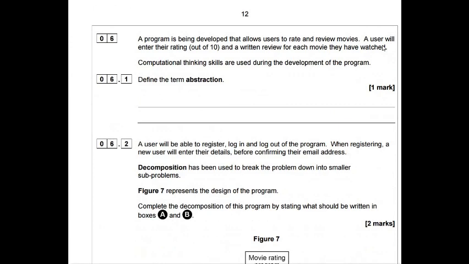Okay. Number 6. A program is being developed that allows users to rate and review movies. Cool, I wouldn't mind watching a movie right now. A user will enter the rating out of 10 and a written review for each movie they have watched.